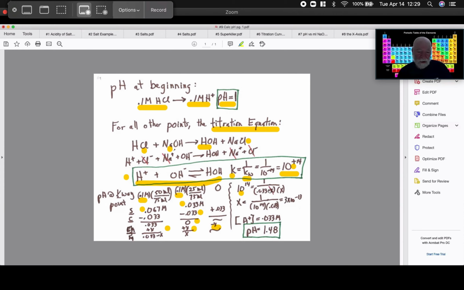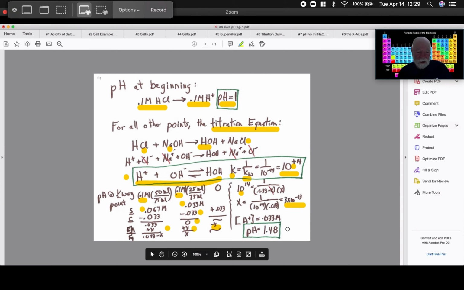Notice I cross off this X with a red line. Now, if you solve for X, you get an answer of 3 times 10 to the minus 13th, which is really, really small. And therefore, the hydrogen concentration is 0.033 minus X. The X doesn't even show up. So the hydrogen concentration is 0.033, and therefore the pH is minus the log of that, 1.48.